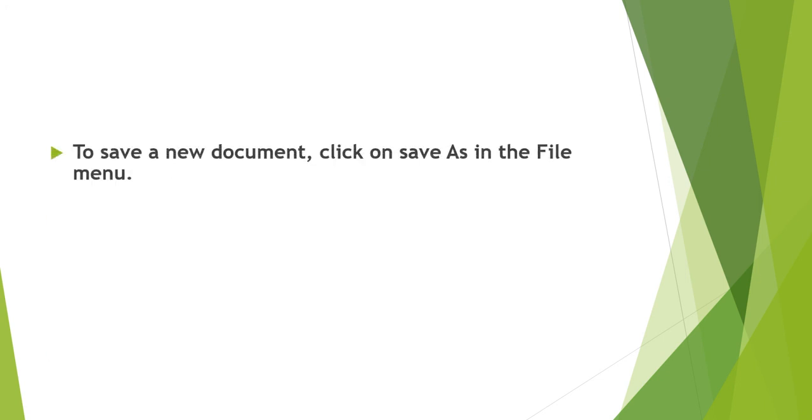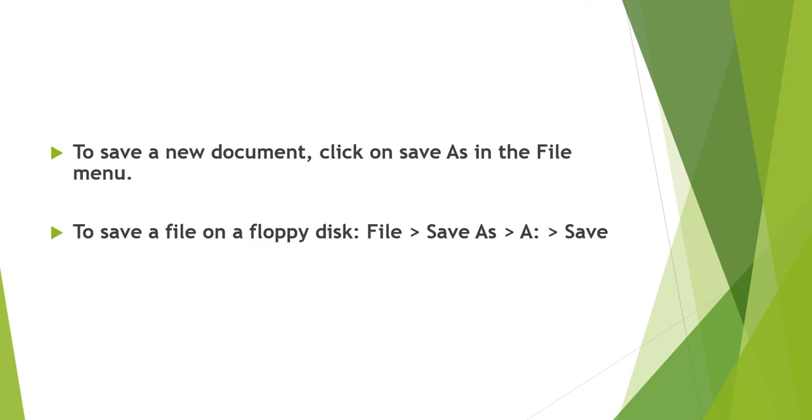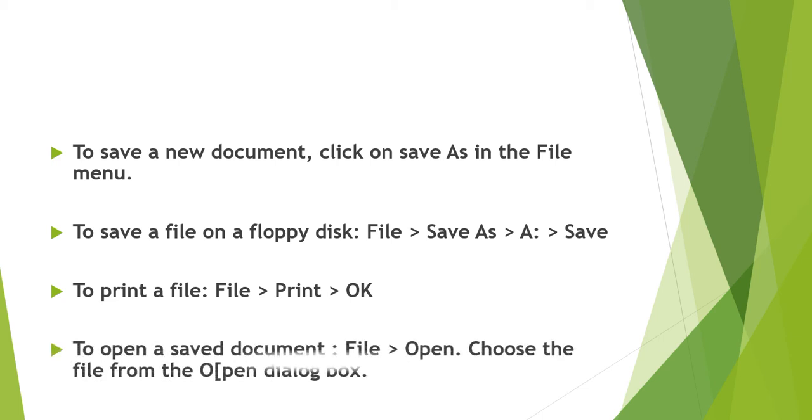We can use the backspace key or delete key to delete characters to the left and right respectively. To save a new document, click on Save As in the File menu. To save a file on a floppy disk, File, Save As, Save. To print a file, File, Print and OK. To open a saved document, File, Open, choose the file from the Open dialog box.